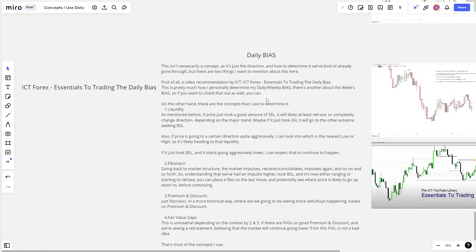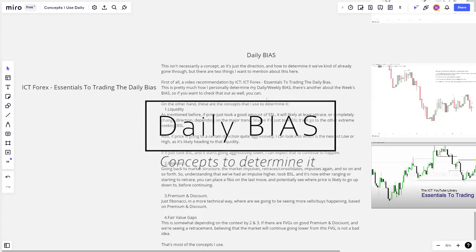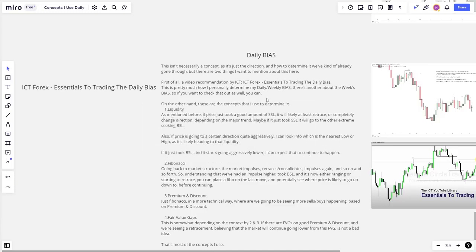So now, on the other hand, these are the concepts that I use to determine it. First of all, liquidity. As mentioned before, if price just took a good amount of sell-side liquidity, it would likely at least retrace or completely change directions, depending on the major trend, right? Because the daily time frame is not even the biggest time frame. Remember that. Or maybe, of course, it just took sell-side liquidity, it will go to the other extreme, seeking the buy-side liquidity.